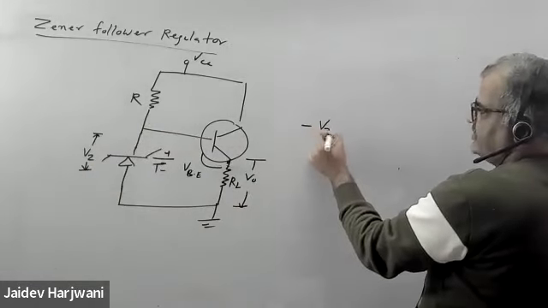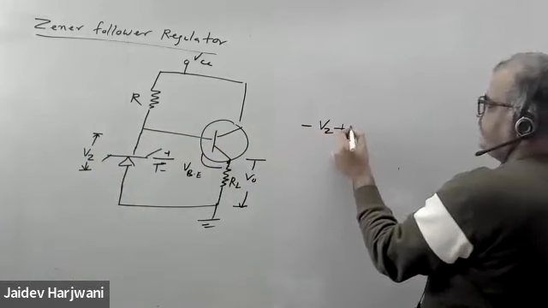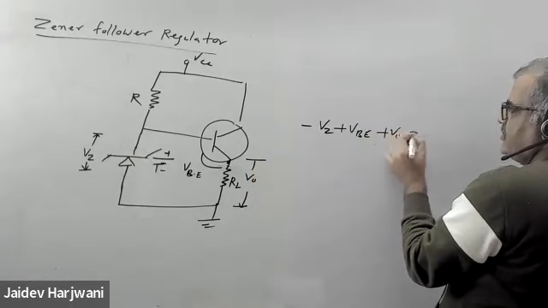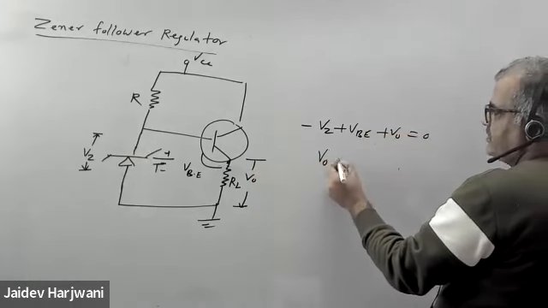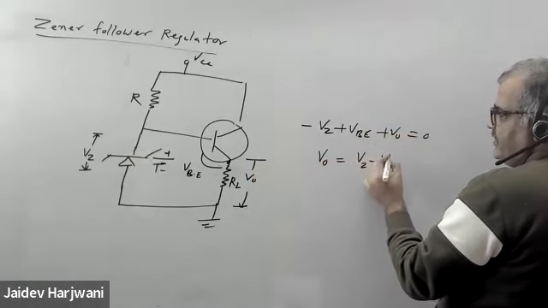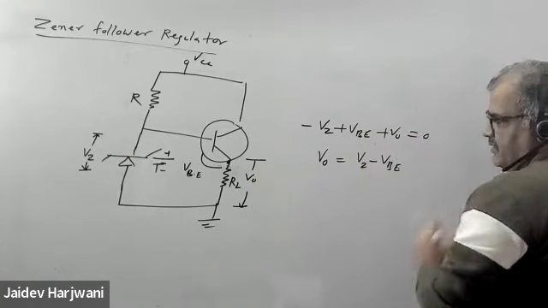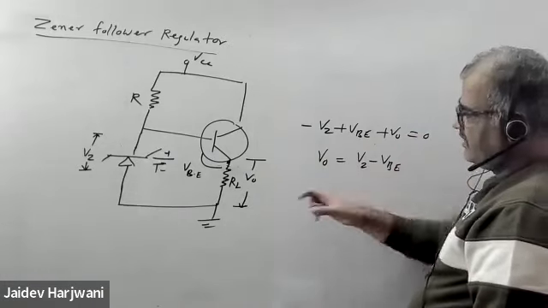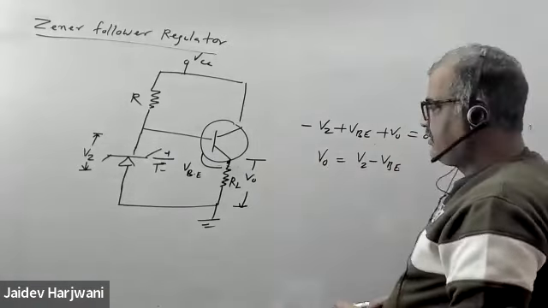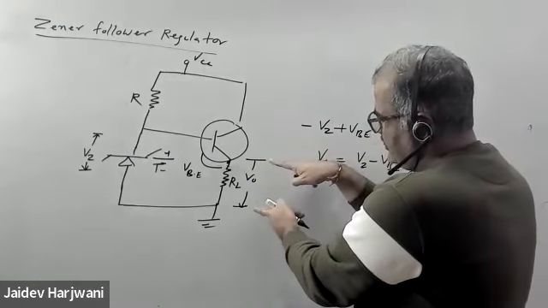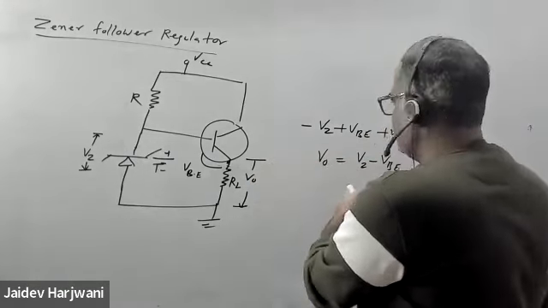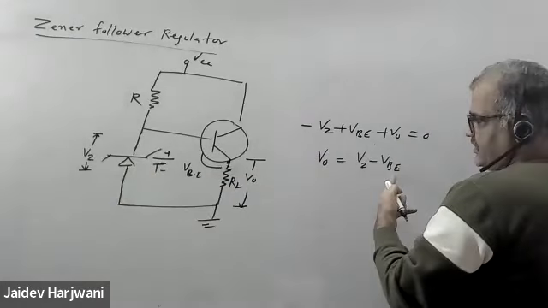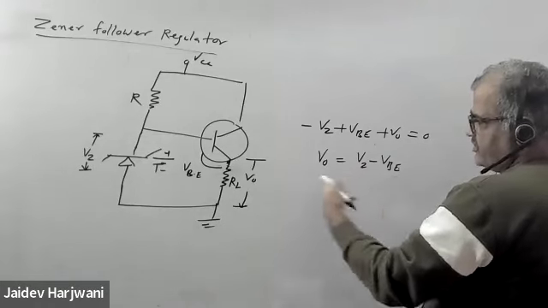I can write minus VZ, and this is VBE, and this is my V naught equals 0. So my V naught becomes now VZ minus VBE. Now this is constant. I want a regulated voltage, a constant voltage in the output. You can see here this voltage is constant because for a given Zener diode, VZ is constant and VBE is always constant. So this is the voltage regulation.